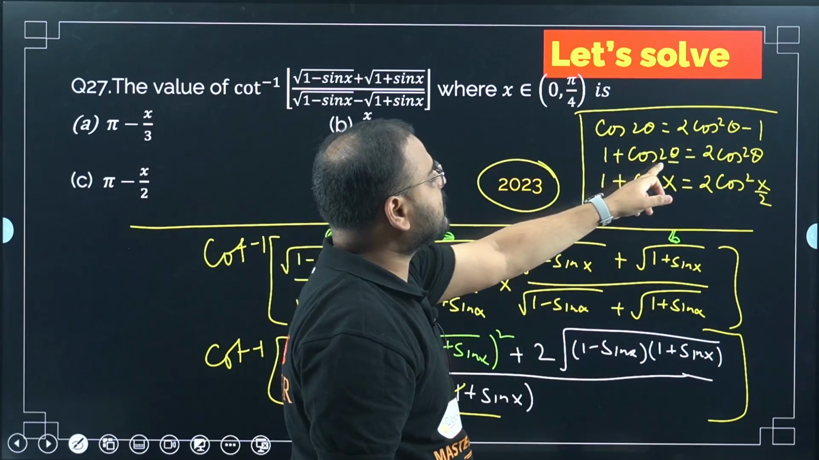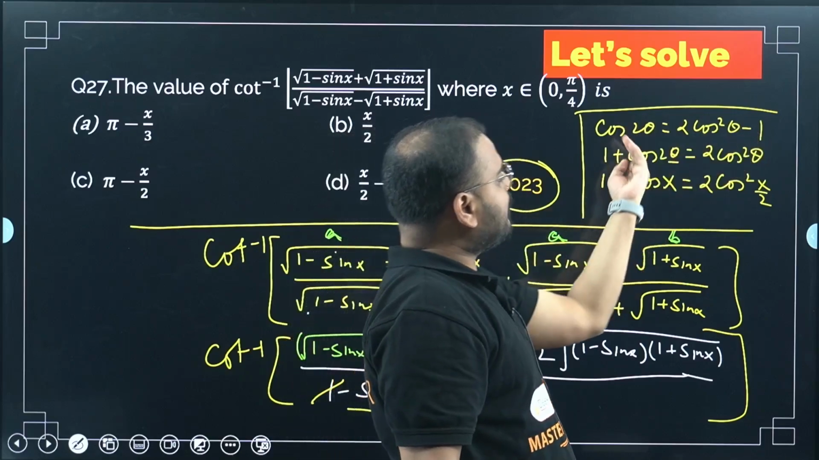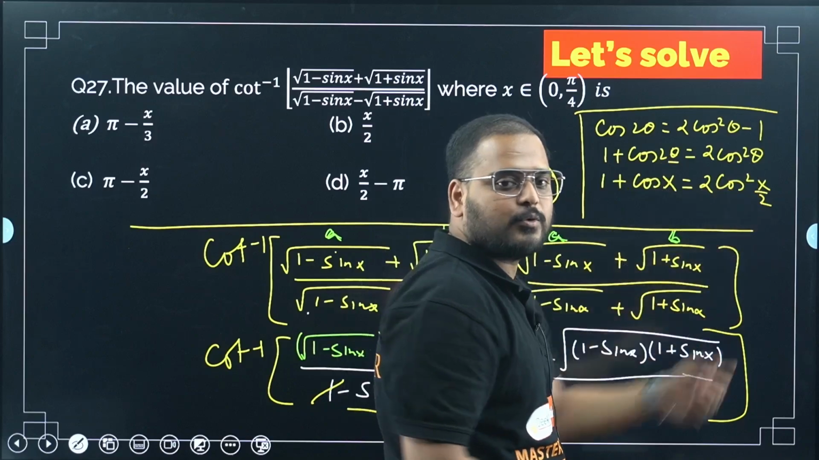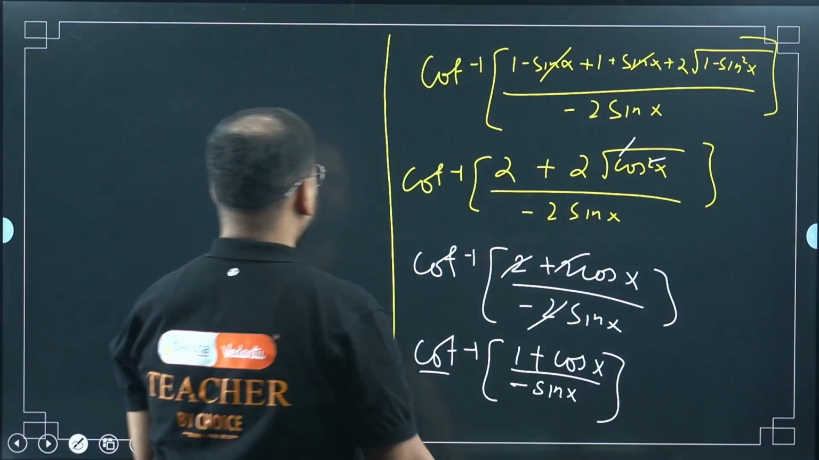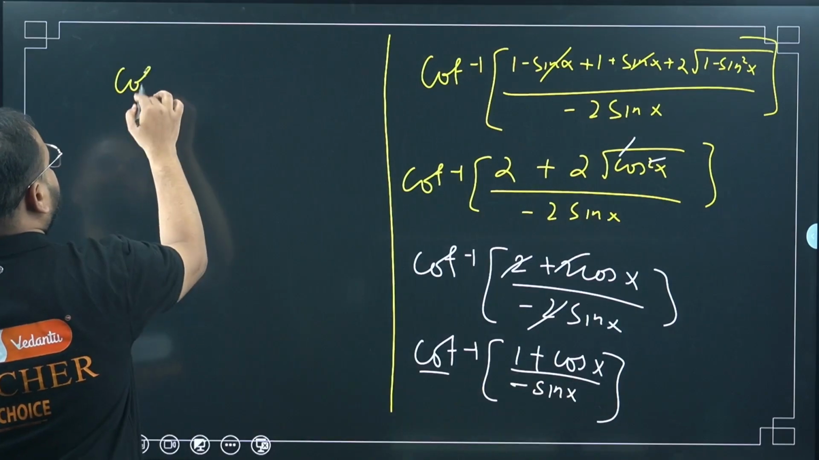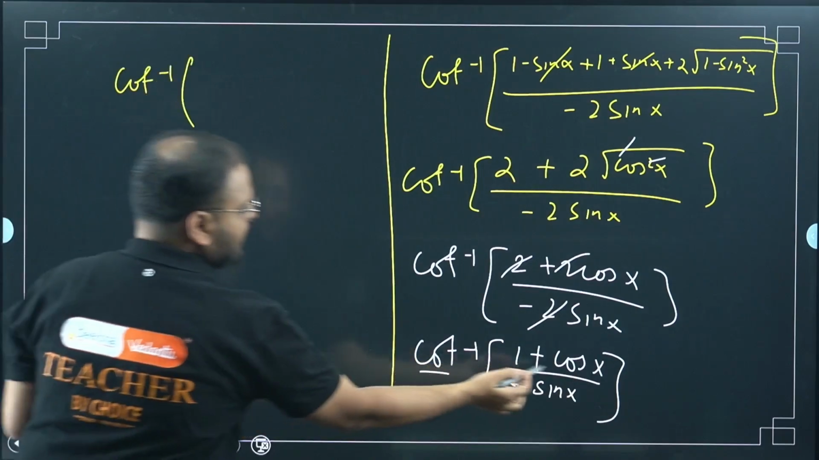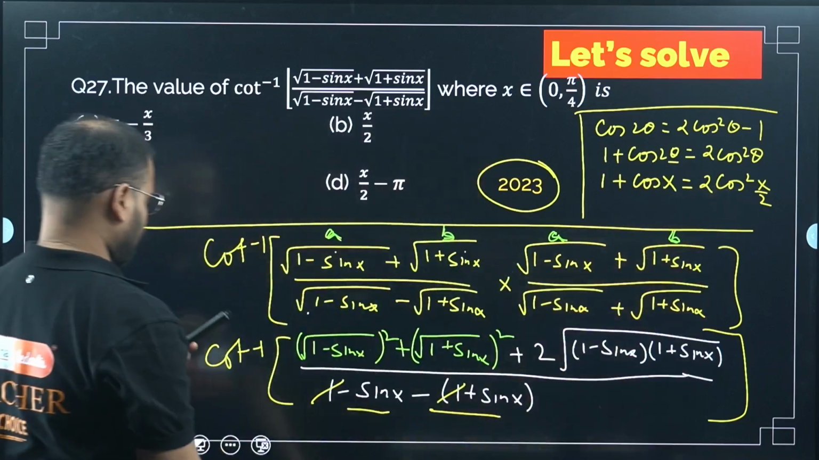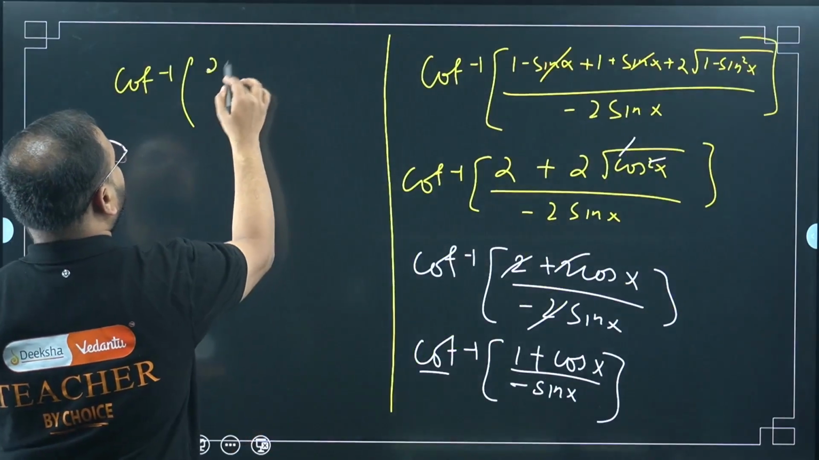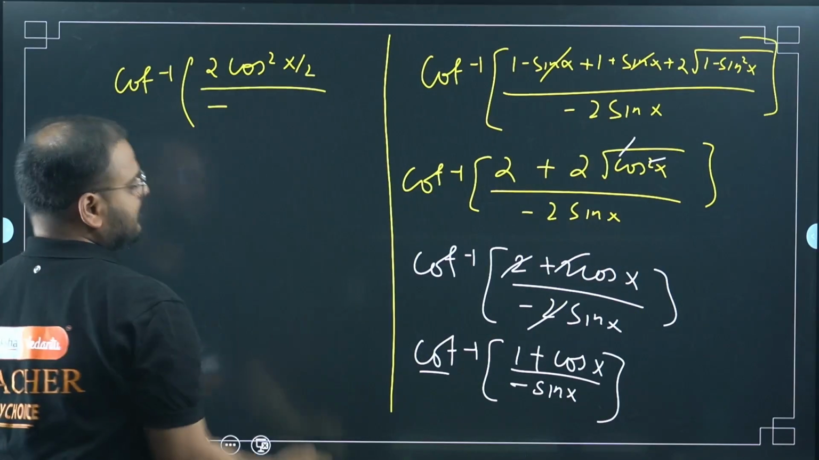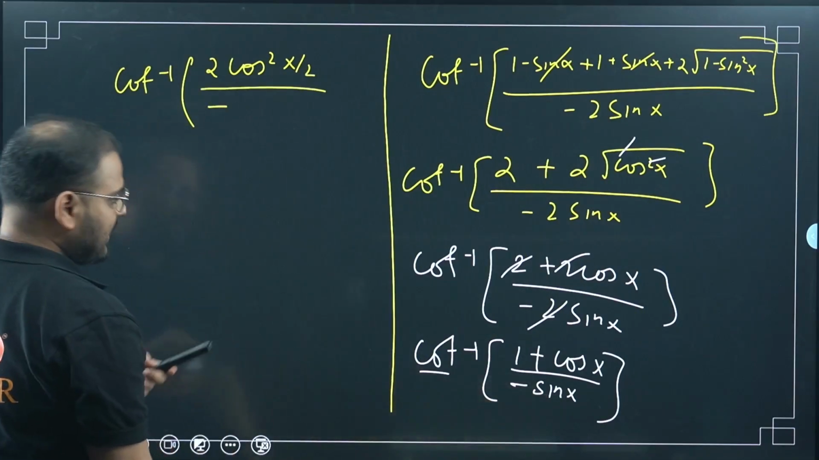So 1 plus cos 2 theta will be equal to what? This one will come here and become plus. So I am writing this 2 theta as x, theta will become x by 2. So now please check here. 1 plus cos x will become what? 1 plus cos x is going to be 2 cos square x by 2. Now over here, minus sign. Sin x is there. Only sin x is there.